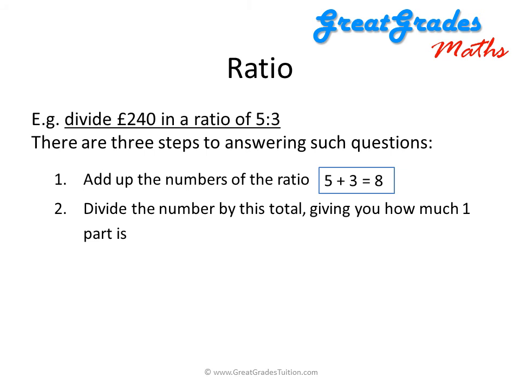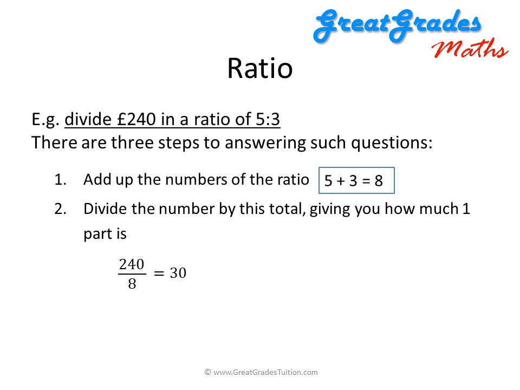And then our second step is that we need to divide the number, in this case 240, by this total, or 8, and that gives us how much one part is worth. So 240 divided by 8, that gives us 30. So each part of the ratio is equal to 30.